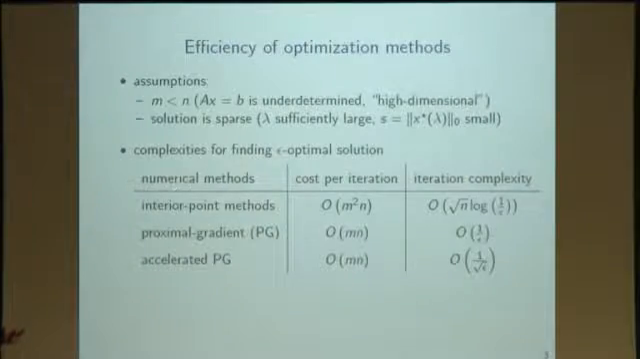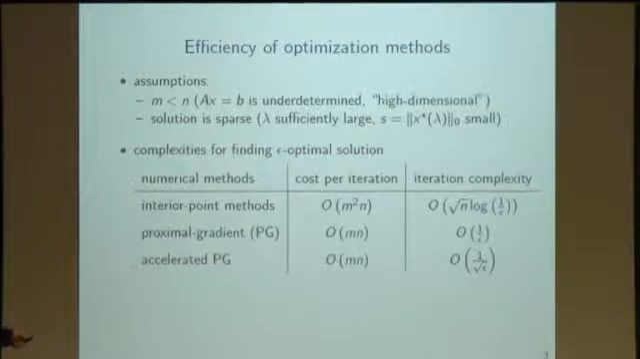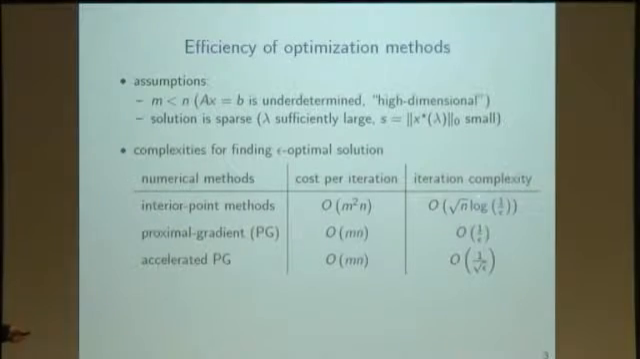Here are at least three state-of-the-art algorithms. Here's the cost per iteration. All are iterative algorithms. This is the number of iterations they need to reach epsilon-optimal, meaning that the objective function of the sparse least-square problem is within epsilon of the optimal. You can see that interior point methods are really good in terms of iteration complexity, but each iteration costs a lot, especially when m and n are big.